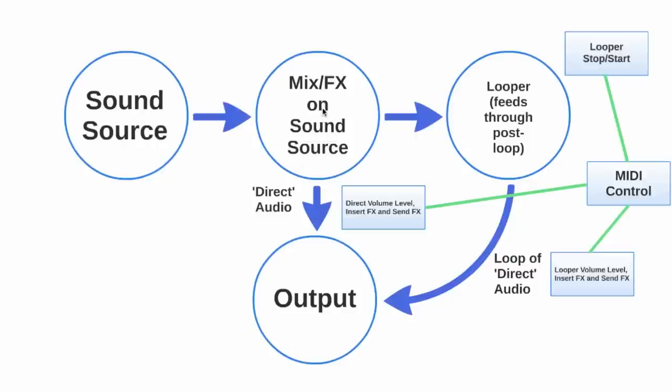And the other thing we can do with that sound is we can send it to the looper, which then feeds it back to the output after it's looped. This is a pretty important point. This is how we stop some of the feedback issues. We can set up our looper device so it only feeds through after the loop has been created. And this is really important. I'll show you how to do that in a sec.